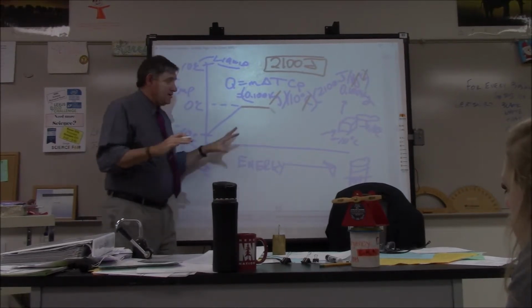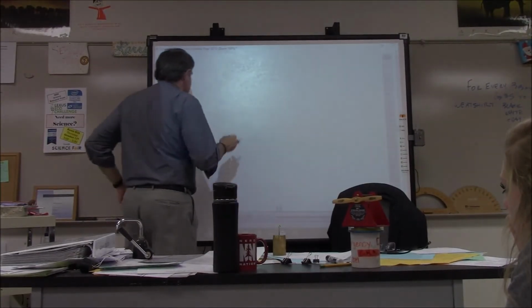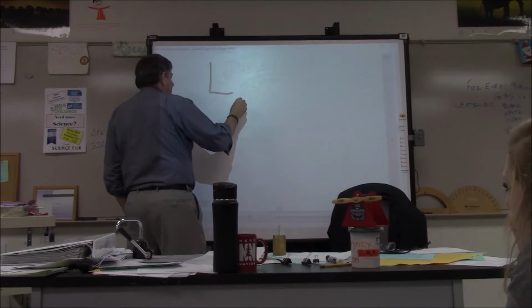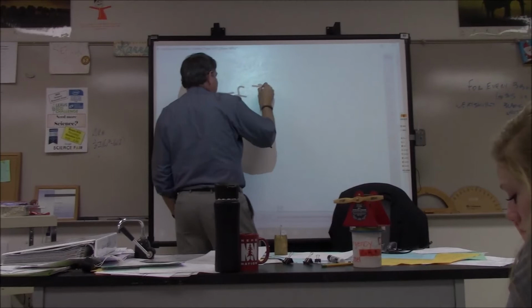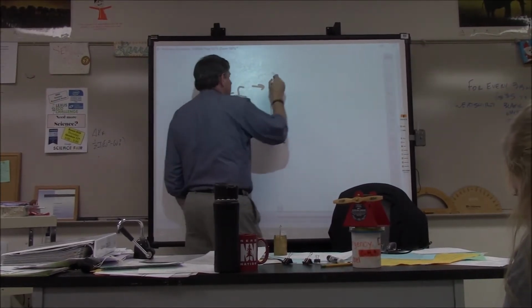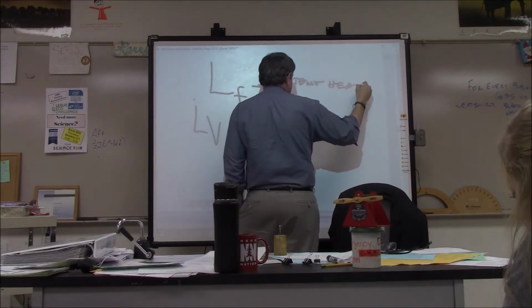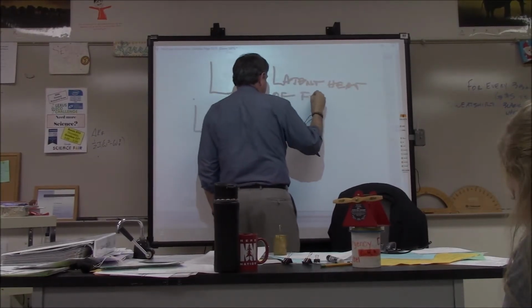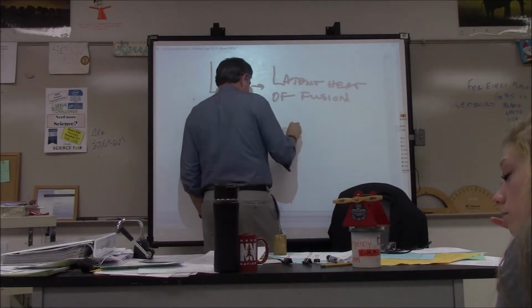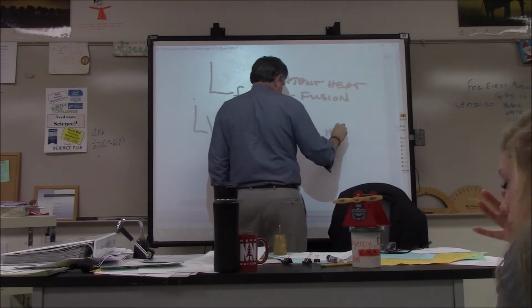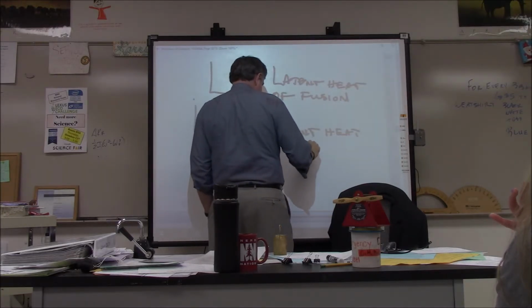Now, if you look on your equation sheet, on that back side, you're going to see 2 things that involve L. You're going to see LF and you're going to see LV. LF, and this isn't angular momentum, by the way, is called the latent heat of fusion. And this is what's called the latent heat of vaporization.